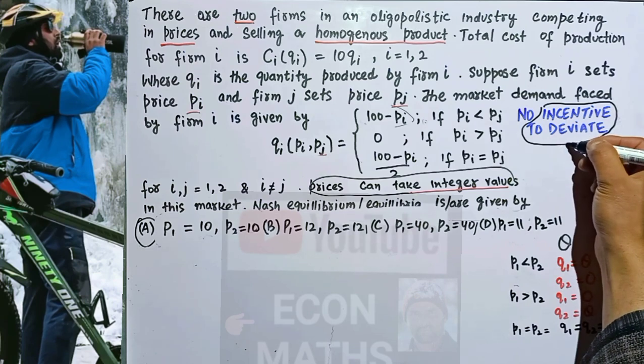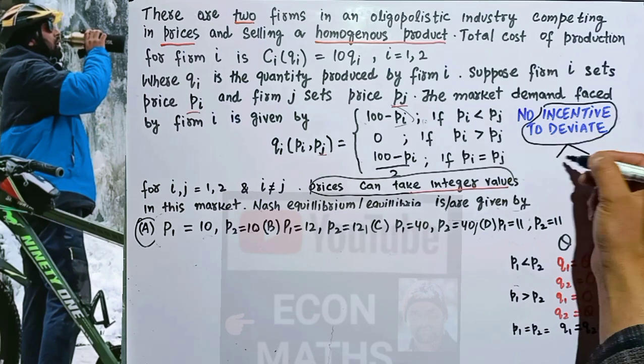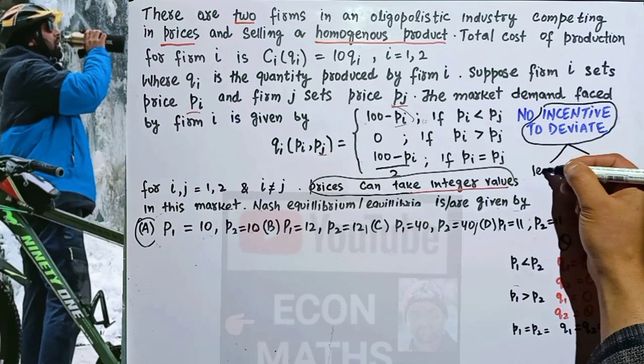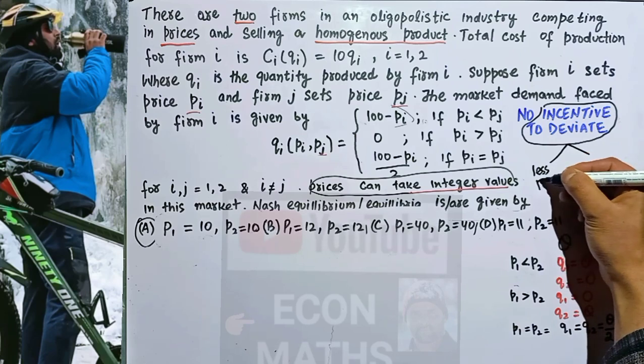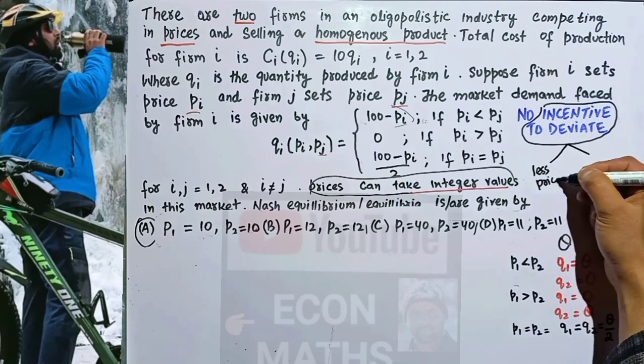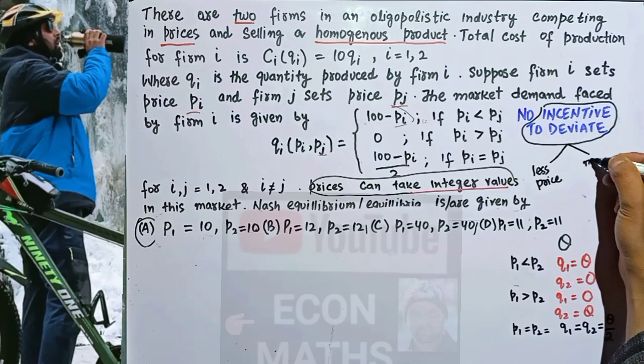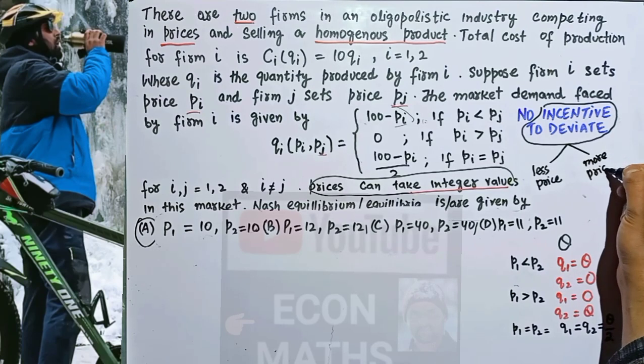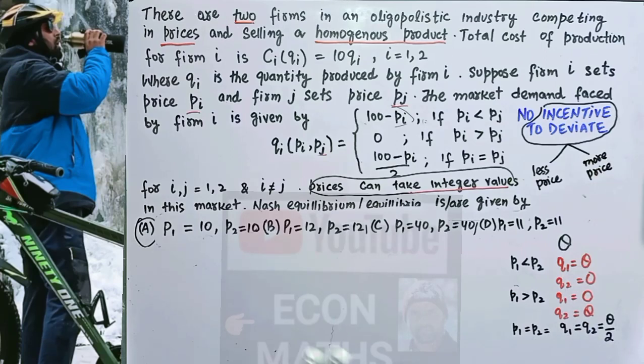There are two incentives to deviate. Either to charge less price than the competitor, or charge more price, okay, more price than the competitor. So incentive to deviate in this question means either the firm charges less price or more price given the price of the competitor. Let's take these options one by one.